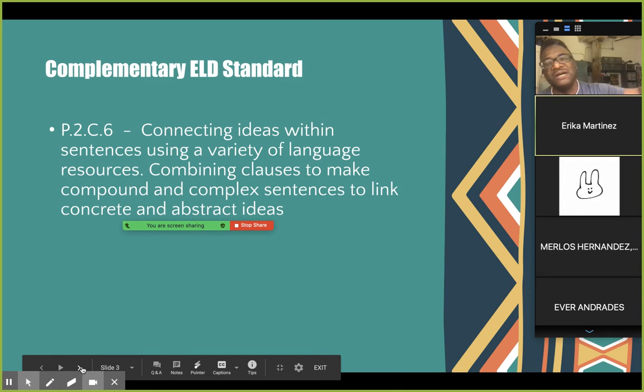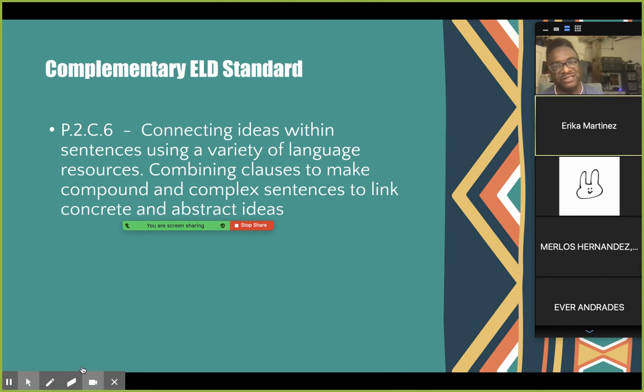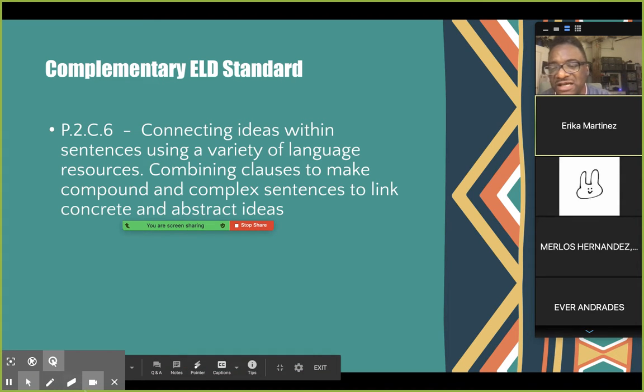All right, this is a complimentary ELD standard for English learners. And this is about the writing, connecting ideas within sentences using a variety of language. We're talking about independent and dependent clauses, compound sentences, complex sentences. And this is things that you do generally naturally, whether you're aware of it or not.